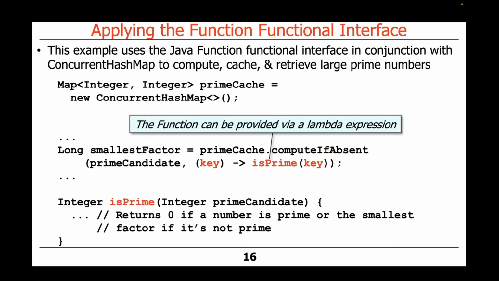Now, the function that's used in order to compute the value, if there isn't one associated with that key yet, can either be provided as a lambda expression, as we're showing here, where we're going to pass in the result of calling the isPrime method on the key. And you can see isPrime in this case will return 0 if a number is prime, or its smallest factor if it's not prime. So that's one way to do things. Or we can pass it as a method reference. So here is a bit more concise way of doing things. We use the PrimeUtils::isPrime syntax to indicate that we want to apply the isPrime method if there's not a value associated with the key yet.